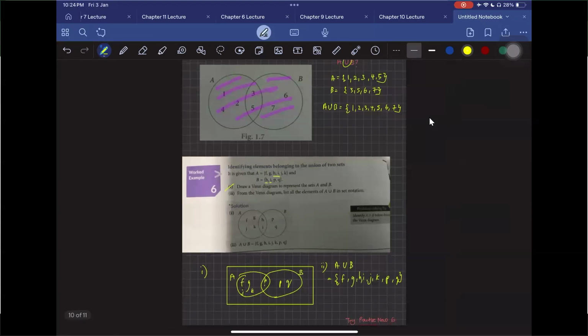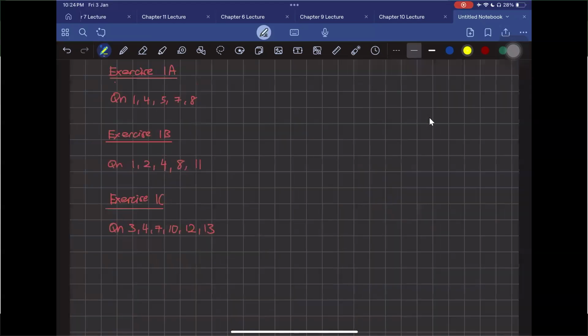Actually, that's it for today. This is going to be a homework, so try out these exercises: exercise 1A, 1B, and 1C. Your next lecture video will be on the applications of sets and notation.